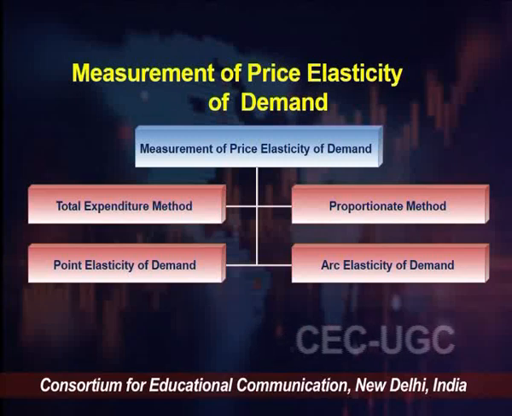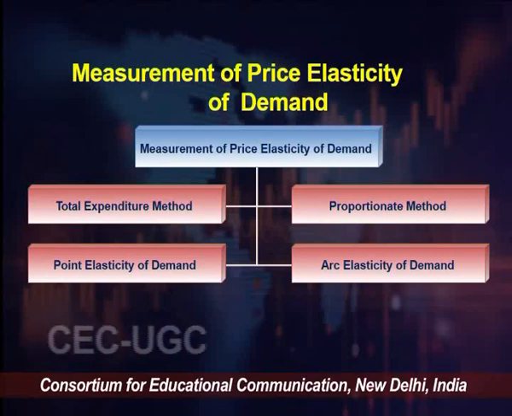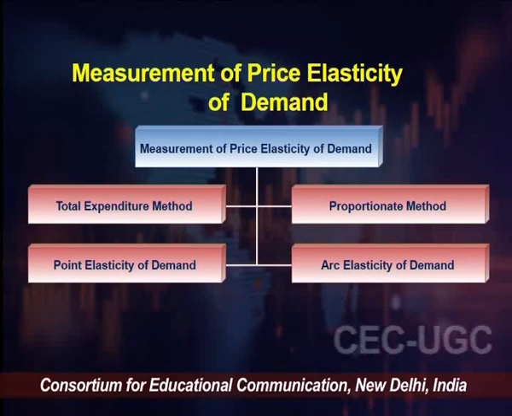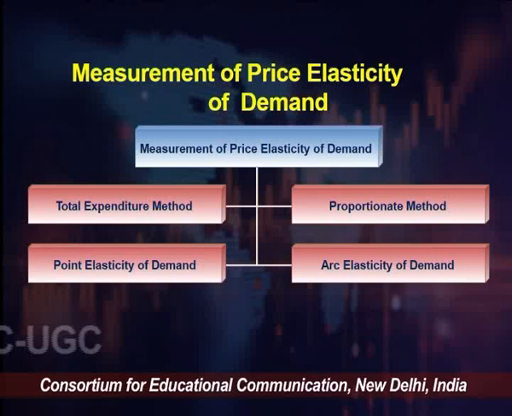So, in this session, we are going to discuss what are the different types or methods of measurement of elasticity of demand. Elasticity of demand can be measured in various ways, and mainly there are four methods to measure the elasticity of demand. One is the total expenditure method, another is the proportionate method, then the point method and the arc method.